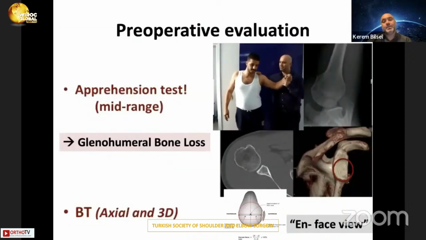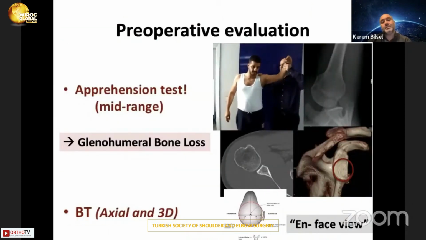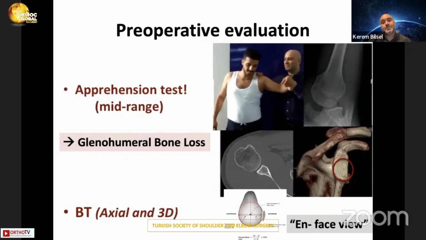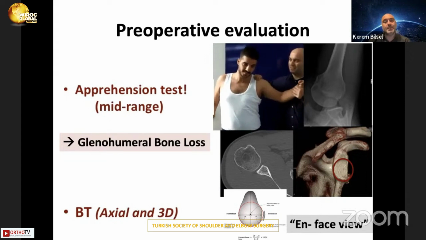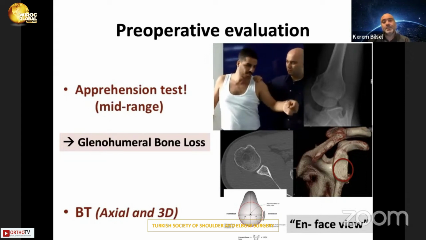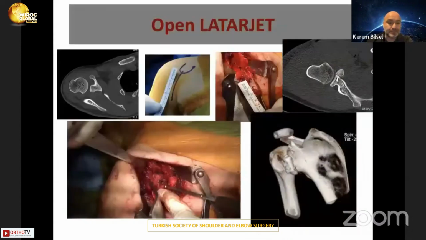So in preoperative evaluation, I always check the apprehension test, especially in the mid-range apprehension, because it shows me the glenoid bone loss. And in the CT scan, I always want an en-face view of the glenoid to measure the glenoid bone loss, as you see in the right-hand side.